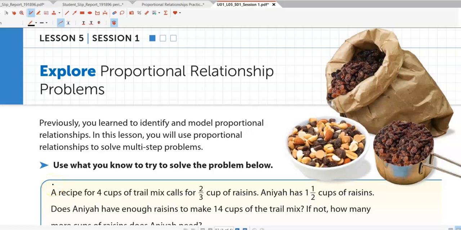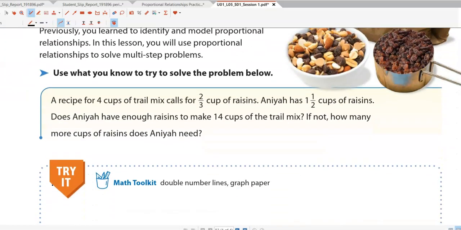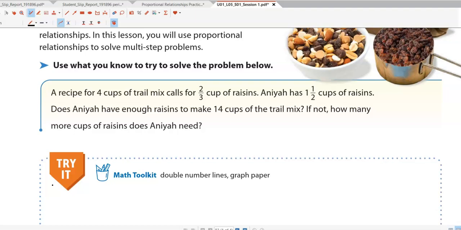Okay, welcome to Lesson 5, Session 1. We are going to explore proportional relationship problems. We've learned to identify and model proportional relationships. Well, now we want to go ahead and use proportional relationships to solve multi-step problems. So, you will need a calculator, so make sure you have your calculator and your workbook with you.